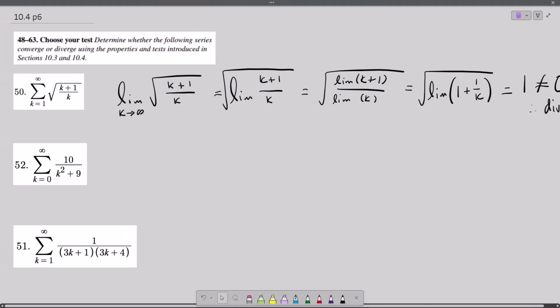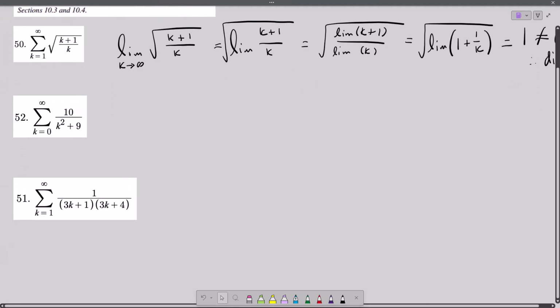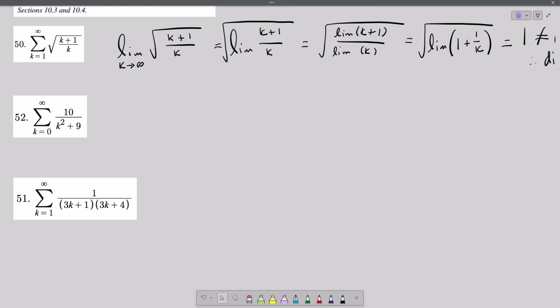Multiple calculus ways. All right, that one. Next one. Definitely not geometric, right? Geometric, you should have a power. Geometric is a power, like r to the n, or a r to the k. It's not geometric, it's not an a r to the k, it's not telescoping, there's no minus sign.